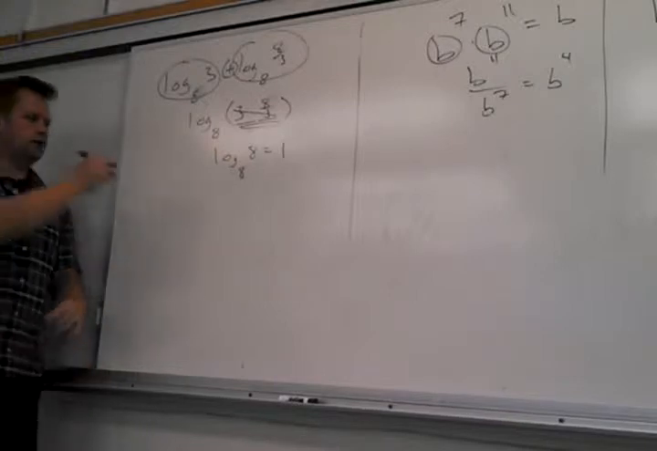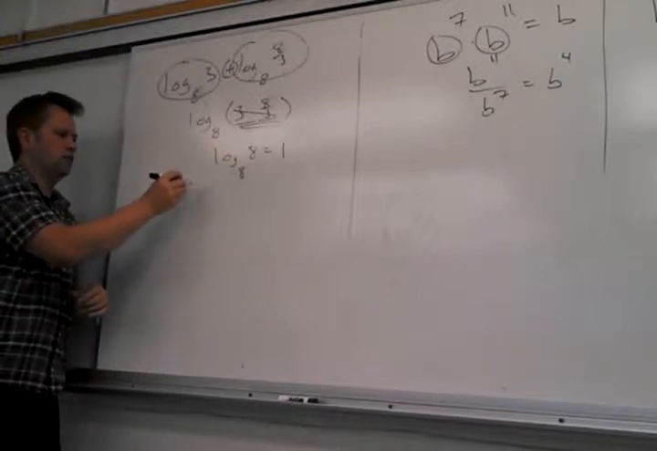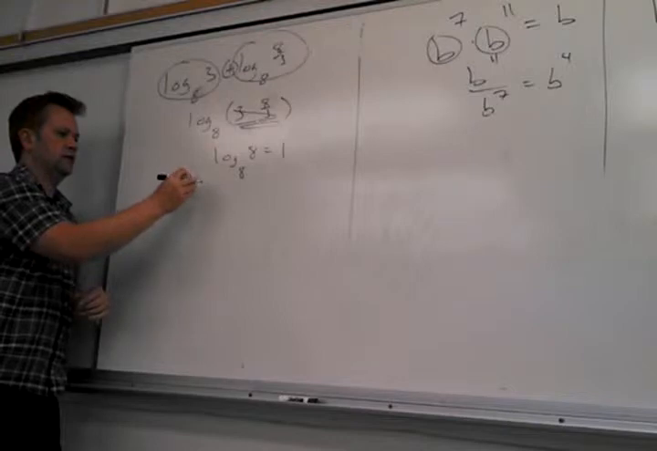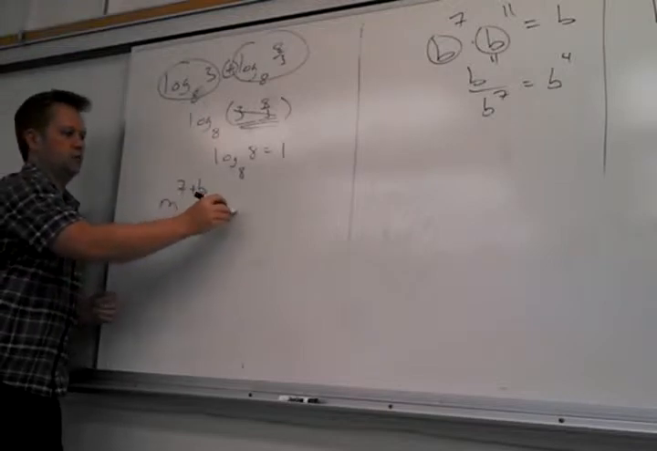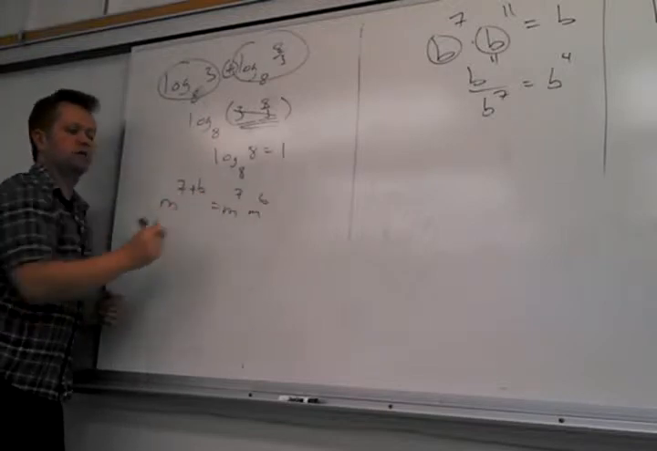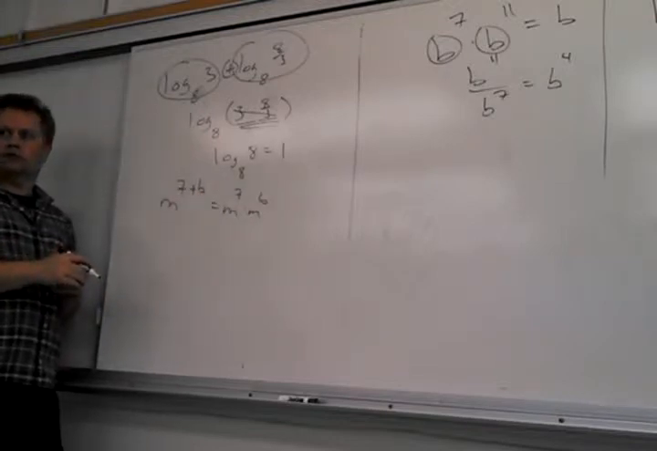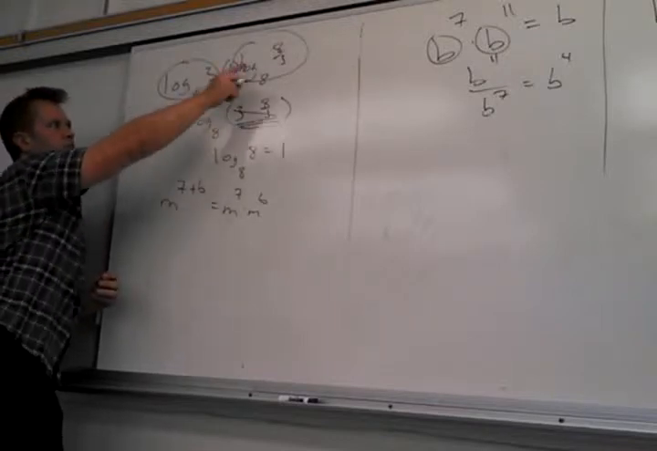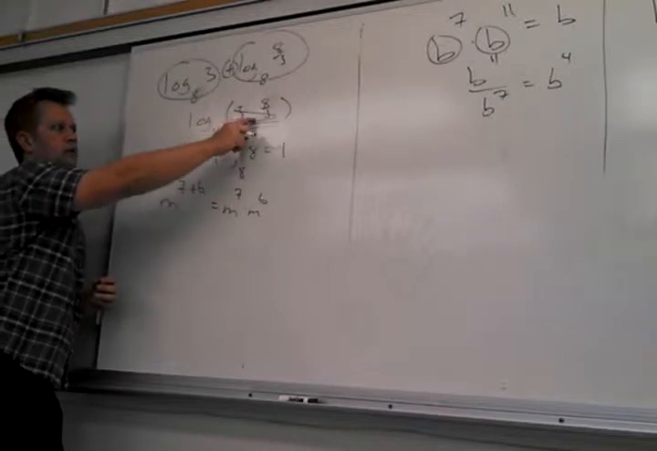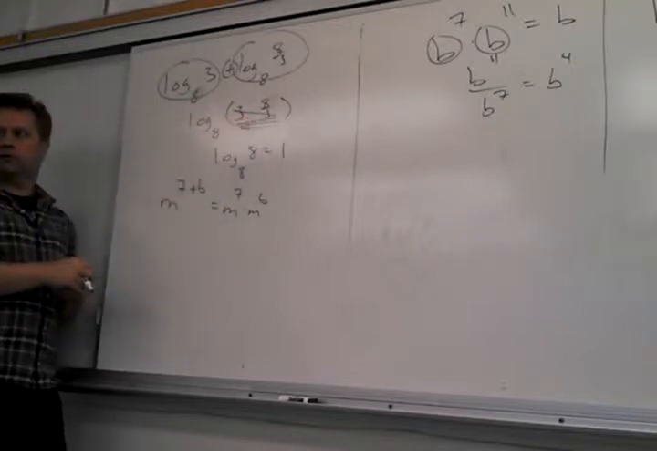Which is interesting, because then if I saw m to the 7 plus b, I can write that as m to the 7 times m to the b. That's really all we're doing. So I saw two powers being added. That must mean that these are being multiplied. That's where it came from.